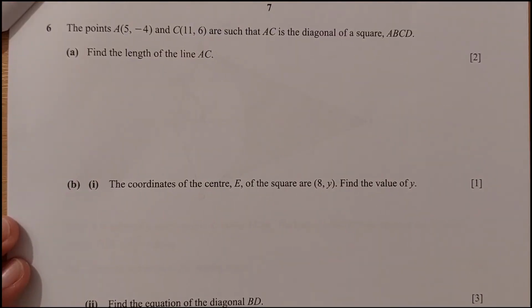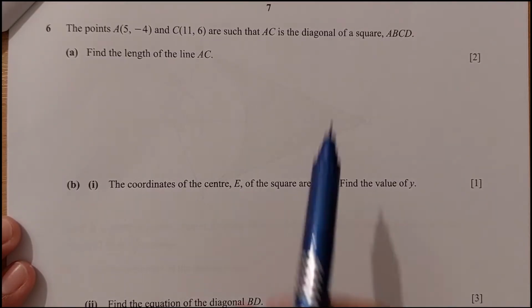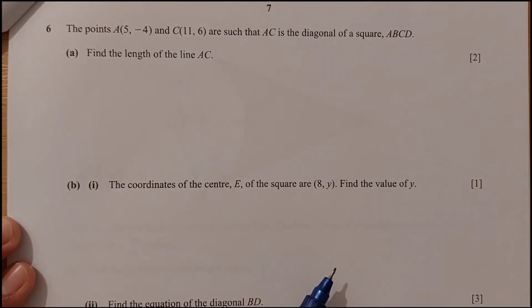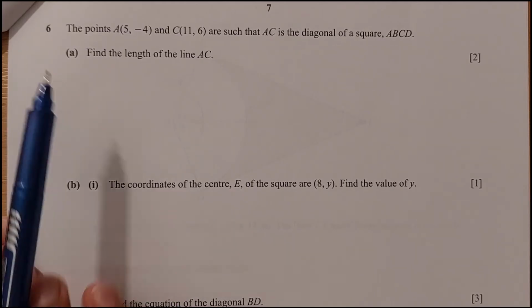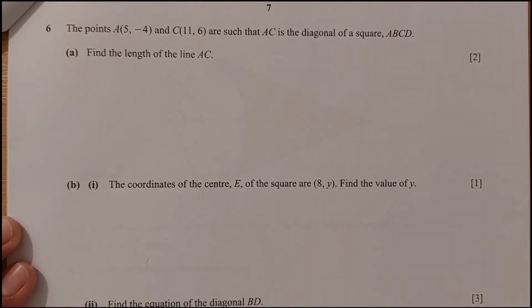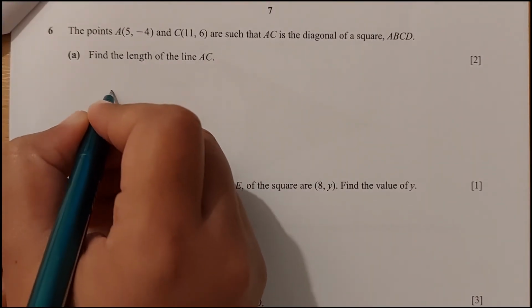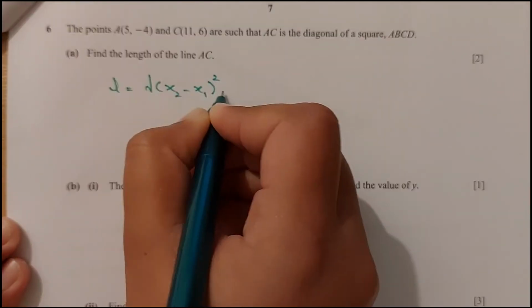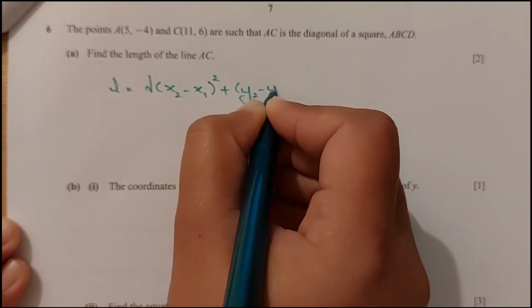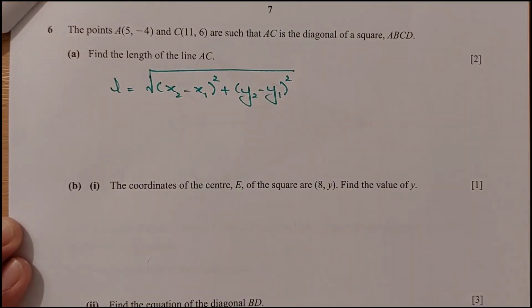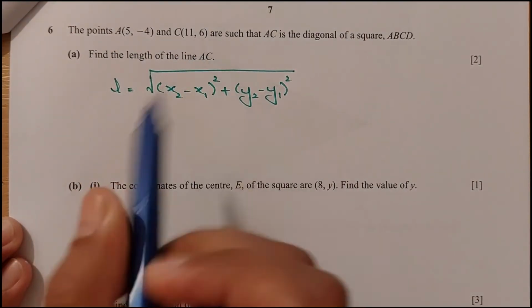Question number 6. The points A, that is (5, -4), and C, that is (11, 6), are such that AC is the diagonal of a square ABCD. So ABCD is a square and AC is the diagonal of the square, right? Now for part A, find the length of the line AC. For the length of a line, we use the distance formula, that is the square root of (x2 minus x1) whole squared plus (y2 minus y1) whole squared, right?